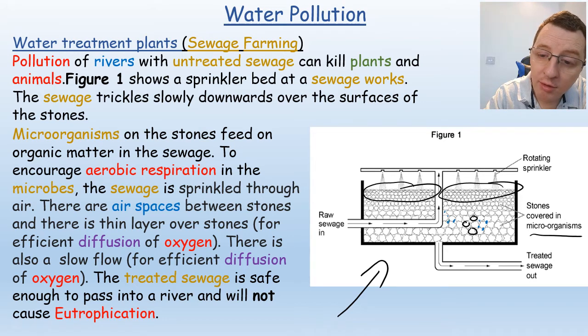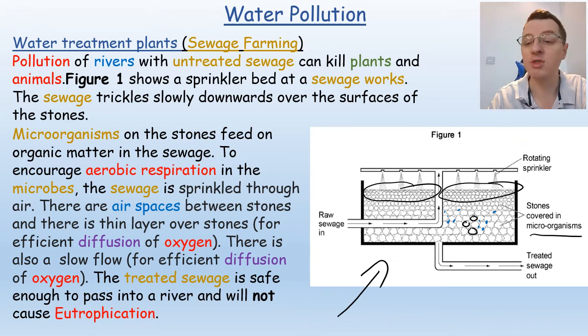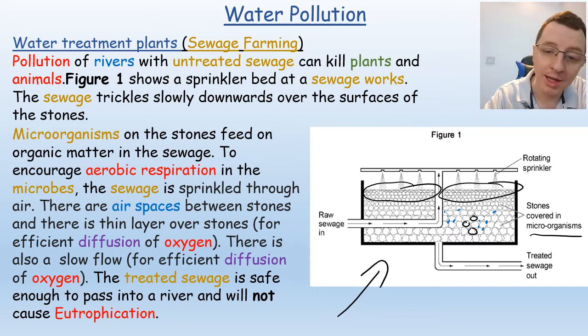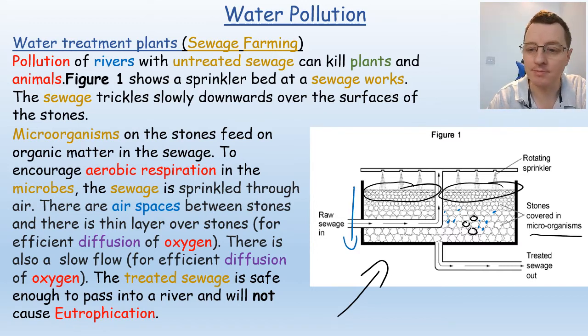And these air spaces are very, very important, because what we're trying to achieve here is that the microorganisms on the surface of these stones can feed on the nutrients from the sewage and prevent those nutrients from washing into the waterways. And in order to do that, those microorganisms have to carry out aerobic respiration. So in all the layers of this particular sewage farm, we're trying to make certain that we've got a high amount of oxygen within the system to allow the bacteria to carry out aerobic respiration.